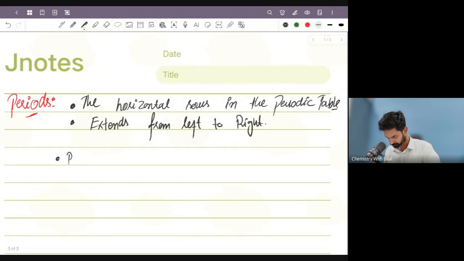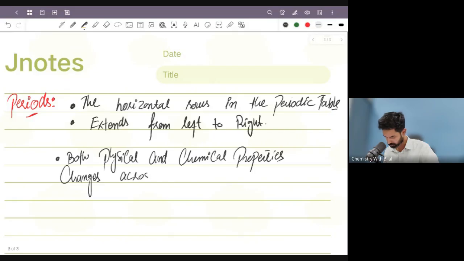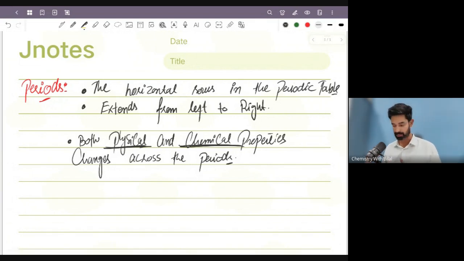So both physical and chemical properties change across the period, because in a period the number of valence electrons is also changing, and the atomic mass is also changing. Okay, physical properties change because atomic mass changes, and chemical properties change because the number of valence electrons also changes as you go across the period.